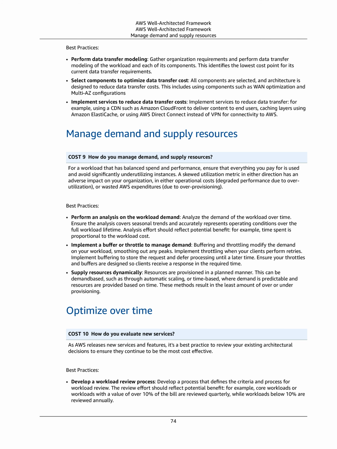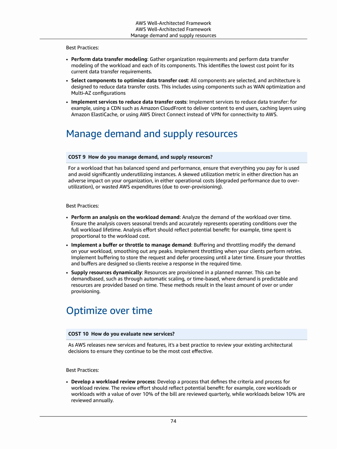Implement services to reduce data transfer costs. Implement services to reduce data transfer, for example, using a CDN such as Amazon CloudFront to deliver content to end users, caching layers using Amazon ElastiCache, or using AWS Direct Connect instead of VPN for connectivity to AWS. Manage demand and supply resources. Cost 9. How do you manage demand and supply resources?